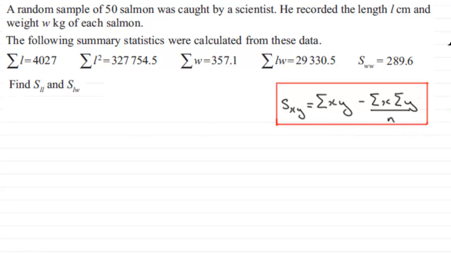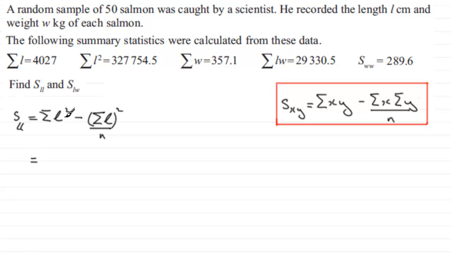So when it comes to working out SLL, all we're doing is replacing the X with an L and the Y with an L. So we're going to have sigma LL, sigma L squared for instance there. So that's going to be sigma L squared, and then minus, and here it would be sigma L multiplied by another sigma L. So in other words, that's going to be sigma L all squared over, and then it'll just be n, the number in the sample. So we just now fill in our values.